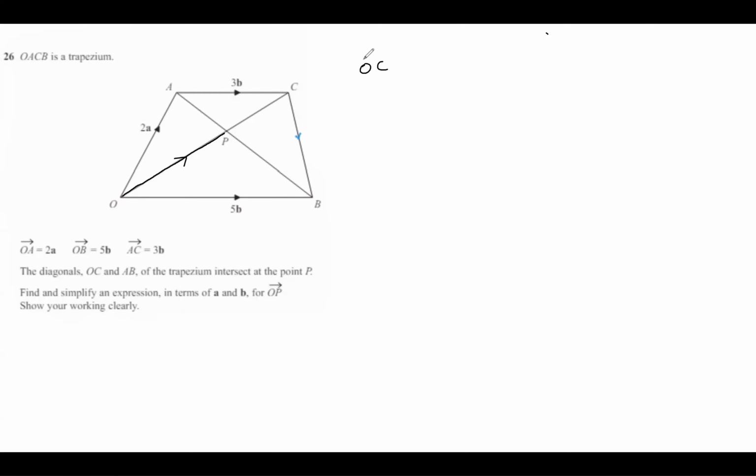So I'm going to write OC is equal to 2a plus 3b. Therefore, OP is some multiple of OC. So k lots of 2a plus 3b. And then we can say OP is equal to k(2a + 3b).